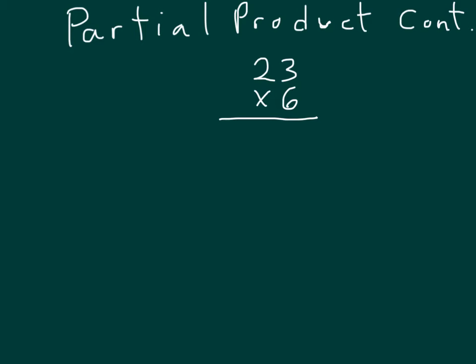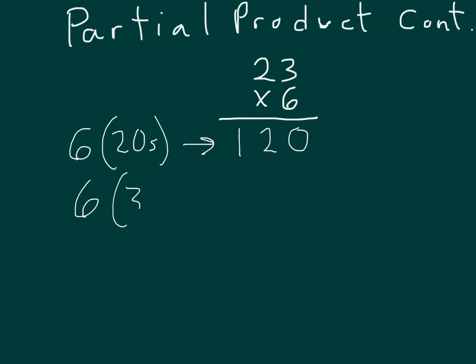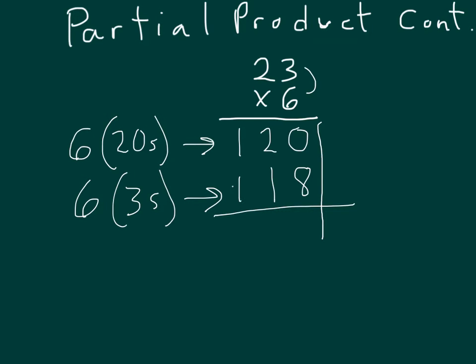Let's try another partial product algorithm problem. This time we have 23 multiplied by 6. So what we have here actually is 6 20s. We're multiplying those together, and that will equal 120. Then you also are going to multiply 6 3s, 6 times 3 right there, which equals 18. Notice how you want to have your numbers all in a line. We are adding these two numbers together, 120 plus 18, to give us 138.